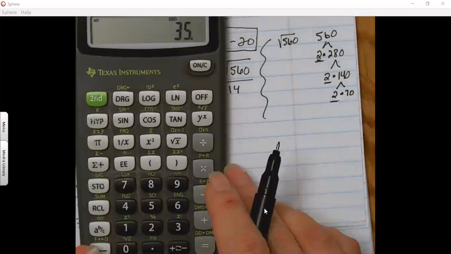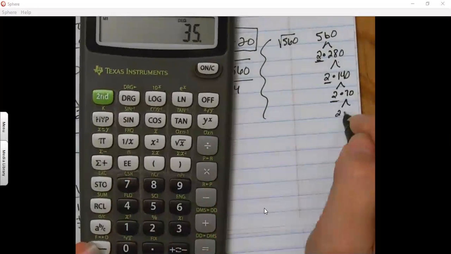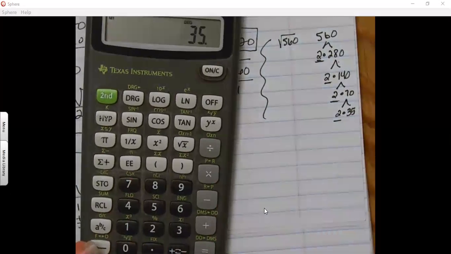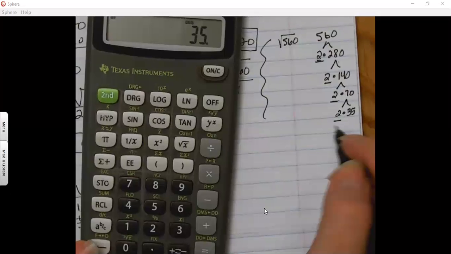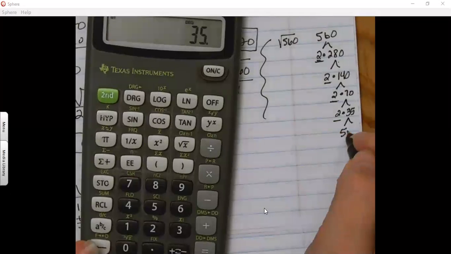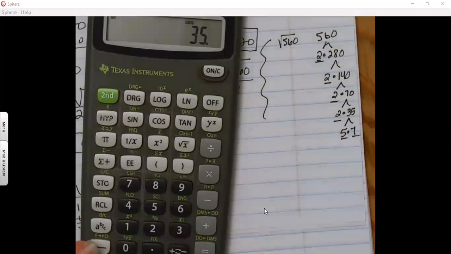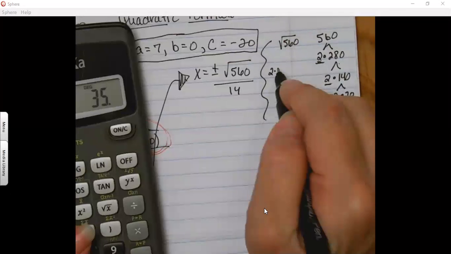Now, could we use different factors? Could I use 10 and 7? Yeah. We're going to get the same prime factors in the end. What are the factors of 35? 7 and 5. 5's prime, 7's prime. So write out all your prime factors. I have 1, 2, 3, 4 2's, a 5 and a 7.